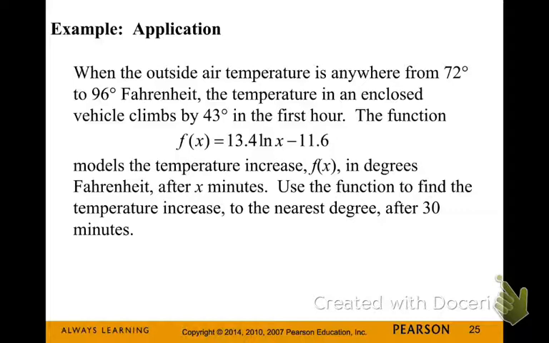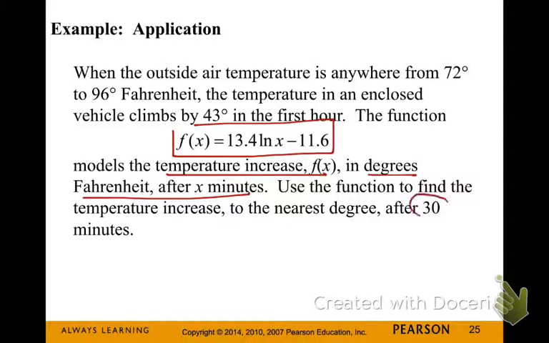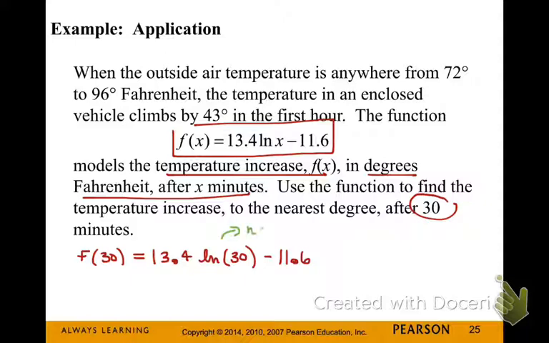We'll notice since it says to use the function after 30 minutes, that means we're going to plug in 30 for our x. So we're finding f of 30 here. This means we'll get 13.4 times the natural log of 30, notice the parentheses, minus 11.6. On our calculator we want to use that ln button, so make sure you find that. Again, the ln is our natural log, which is base e. If we simplify this, it turns out to be about 34 degrees, which is what we said would happen.